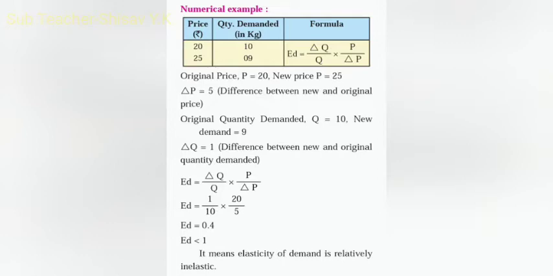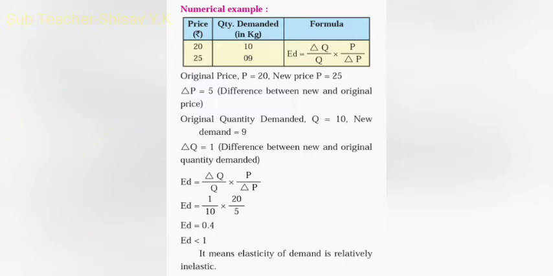So we write these values in the formula, and the formula is ED is equal to delta Q upon Q into P upon delta P. ED is equal to 1 upon 10 into 20 upon 5. That means the answer is 0.4, and you know that 0.4 is less than 1. So elasticity is relatively inelastic. This is the ratio or percentage or arithmetic method, and this method is helpful to government in forming international trade policies. It is also used by government in subsidies or nationalizing public utilities.